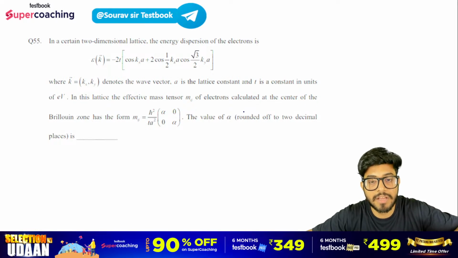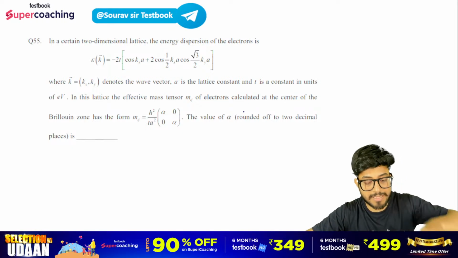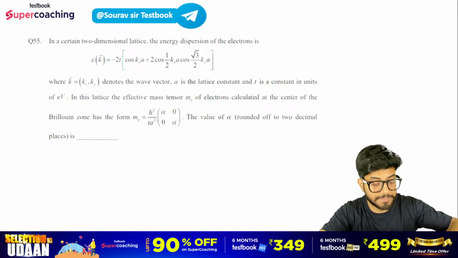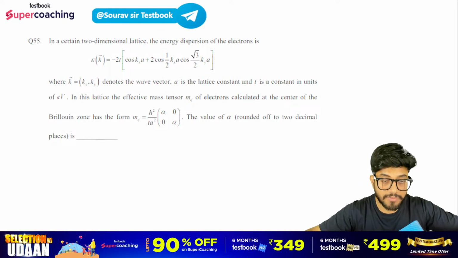What's the value of alpha? So you have to find out the effective mass tensor at the center of the Brillouin zone. I'm saying nothing much. I think you can solve this problem by yourself. You're quite sufficient to do it. Please solve it. It's kind of the same. Basically, I can do the first thing for you.